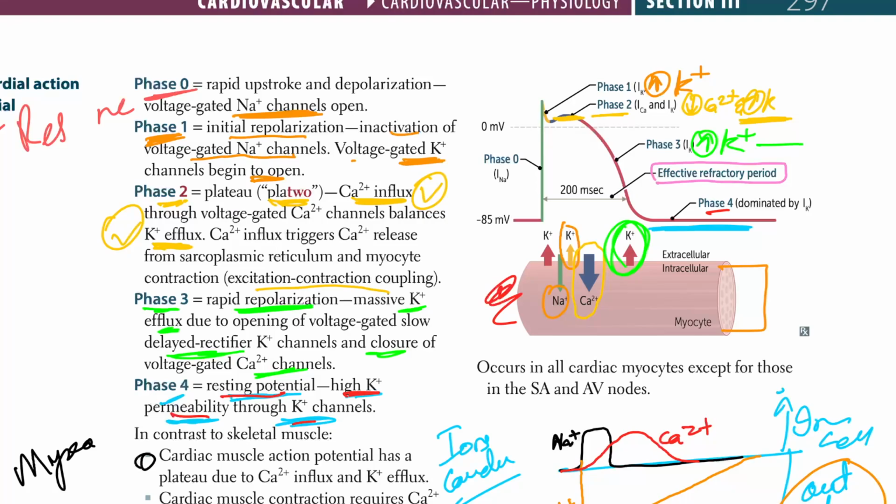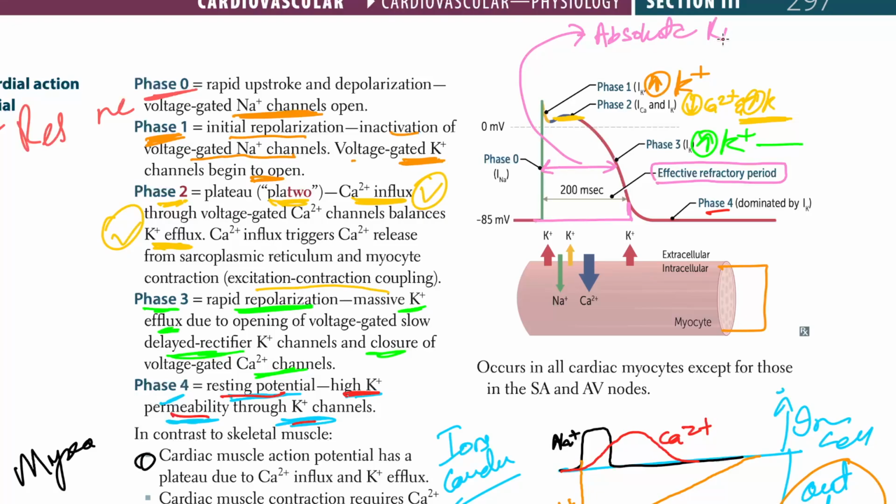Let me erase this. So this is an action potential, and it finishes almost right here. If you go a little higher and mark this part, where the whole repolarization did not occur, this is your absolute refractory period. It's going to be too jumbled up.